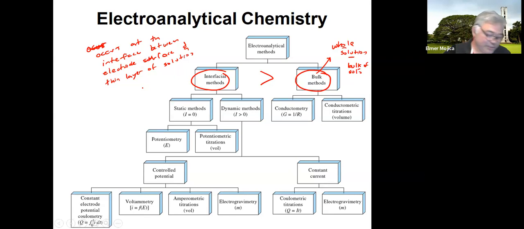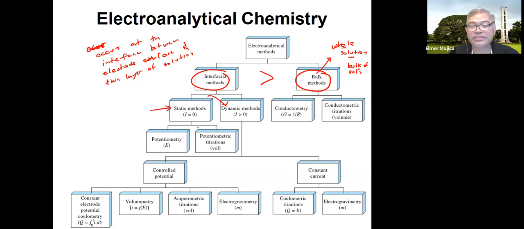Now in the bulk method, you only have, we could say, conductometry or the conductometric titration. So we're going to look at the difference that we have on these different methods. And I don't know if you have encountered some of them already. If you look at these interfacial methods, you would see that there are two major categories: the static methods and the dynamic methods.